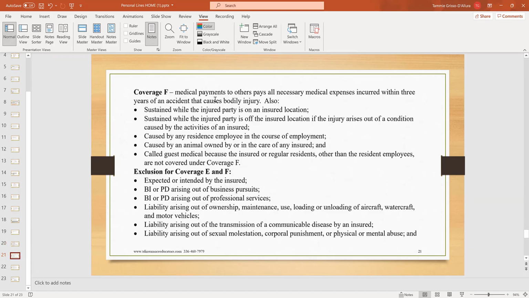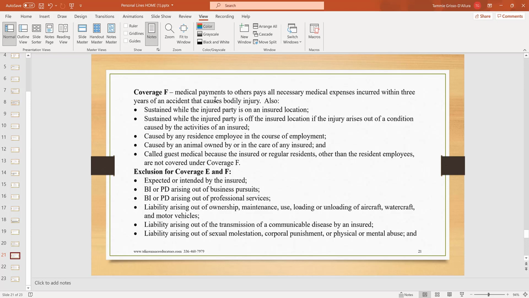Now, medical payments is that $1,000. So you automatically get $100,000 per occurrence, and then you get $1,000 med pay automatically in your policy. And medical payments to others pays all necessary medical expenses incurred within 3 years of an accident. Now, you need to check with your state and make sure it's not 5 years, because it could be 3 years or 5 years. Most of them are 3 years. So your medical payments is sustained while the injured party is on your insured location.